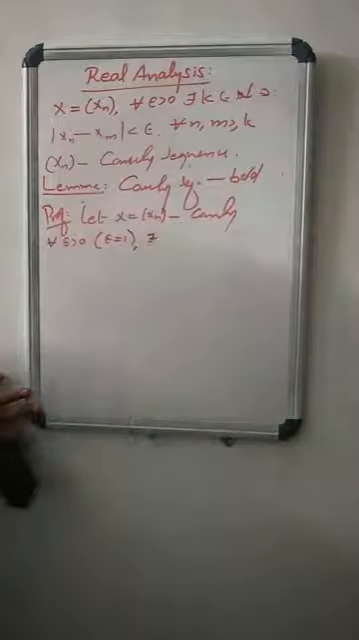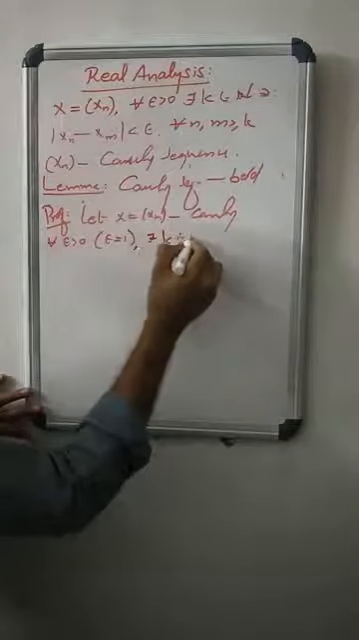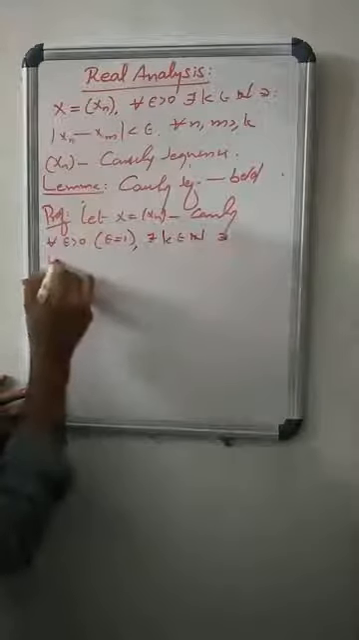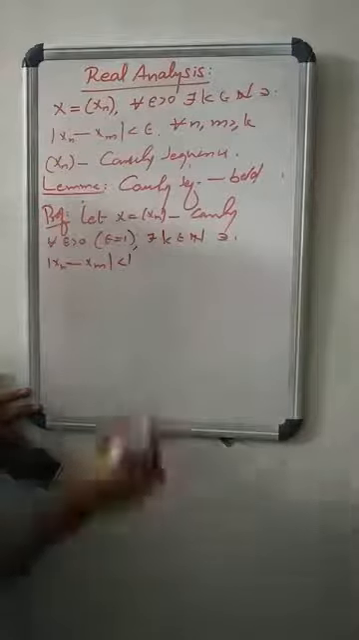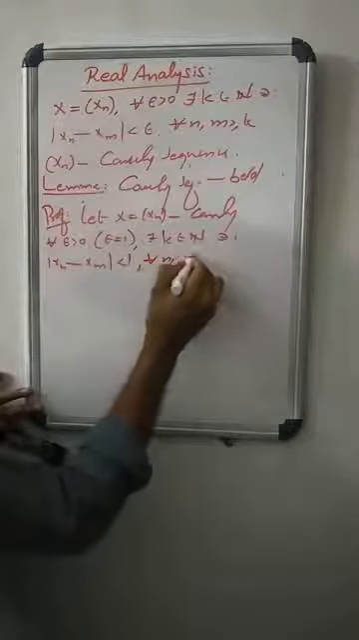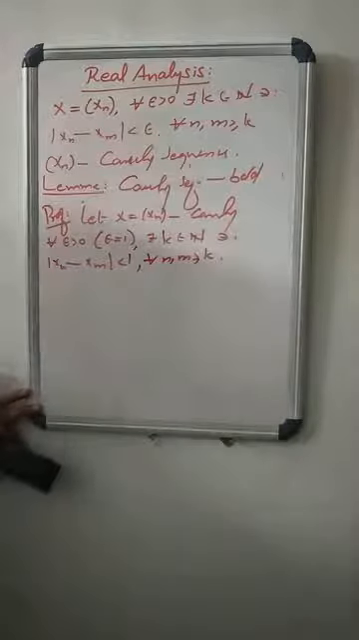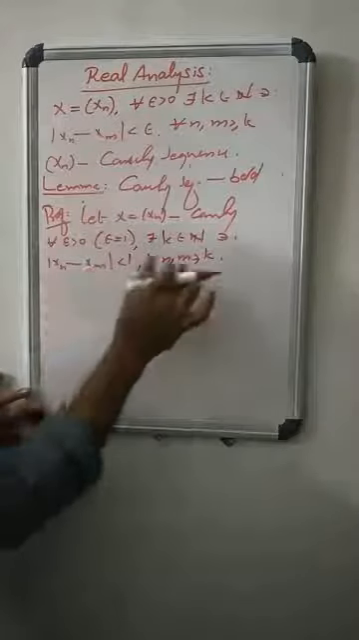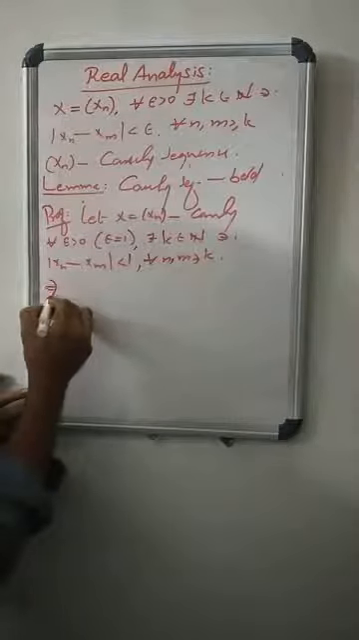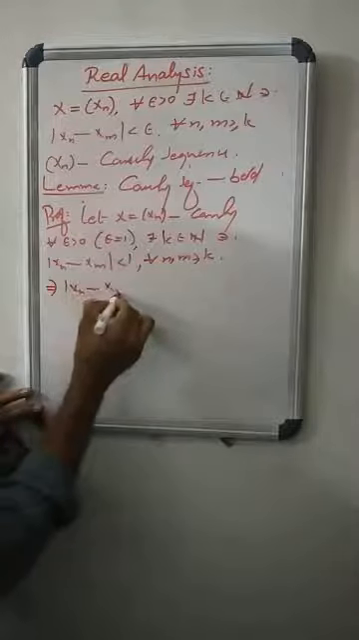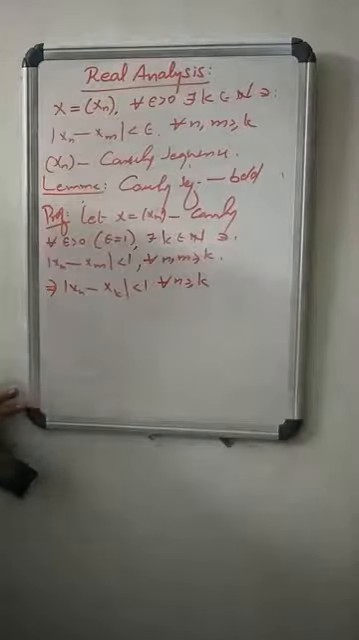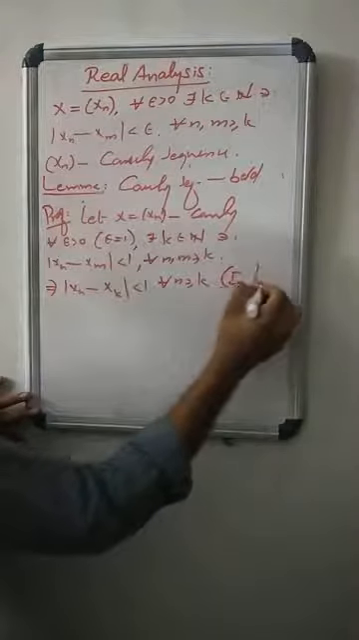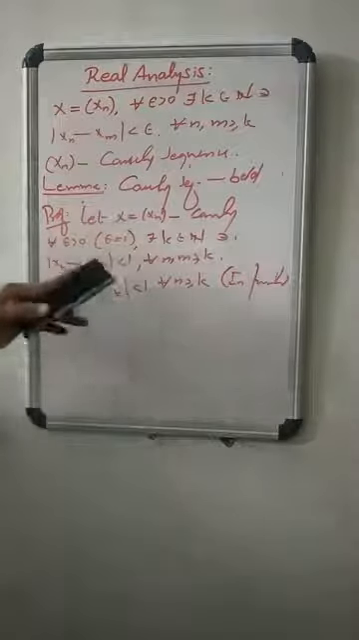Then there exists some k in N such that modulus of xn minus xm is strictly less than epsilon. Instead of epsilon, here it is 1, for all n, m greater than or equal to k. So we have modulus of xn minus xm less than 1 for all n, m greater than or equal to k. So in particular, modulus of xn minus xk is strictly less than 1 for all n greater than or equal to k.